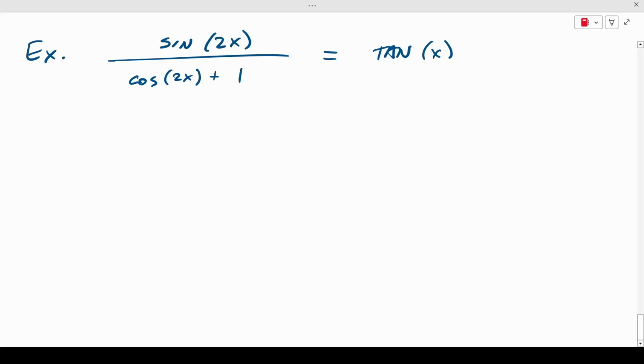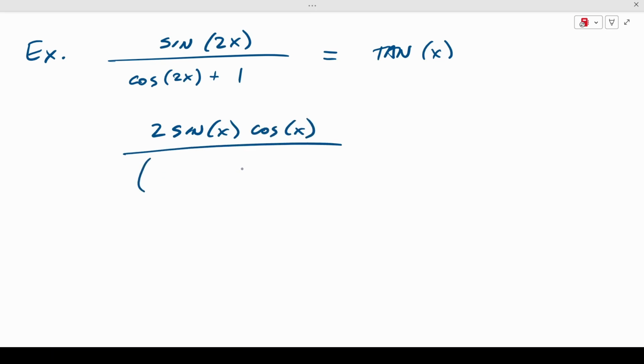I have 2x and 2x on the left and a single x on the right. So clearly I'm going to be using double angle identities. Moreover, sine of 2x only has a single possible identity. It's 2 sine x cos x. And I'm working the left-hand side here because it's messier. And that's one of the tips. Working the messier side is usually easier.